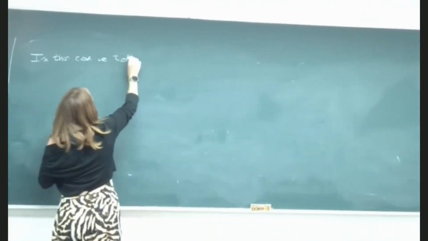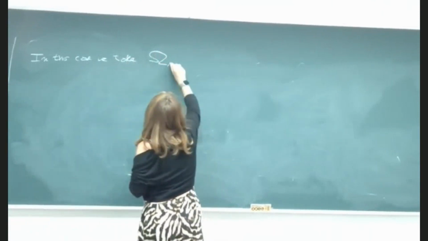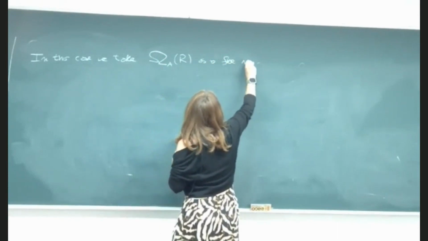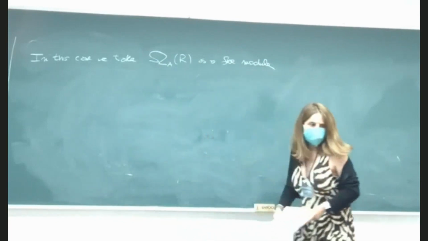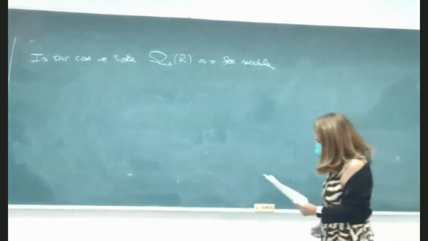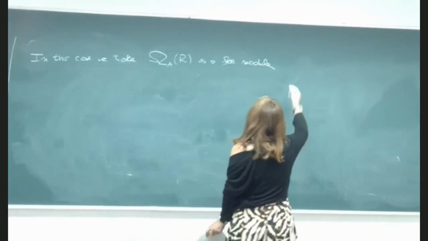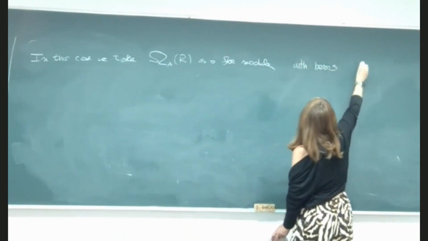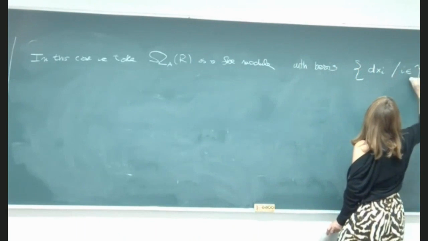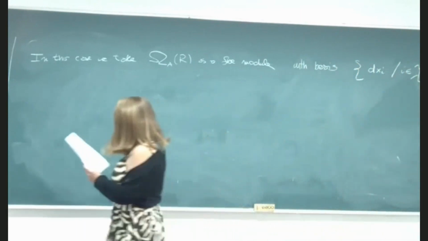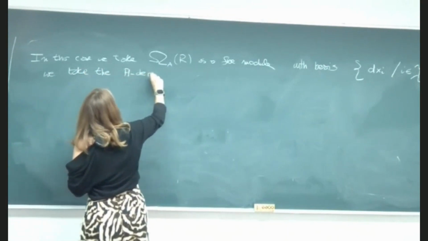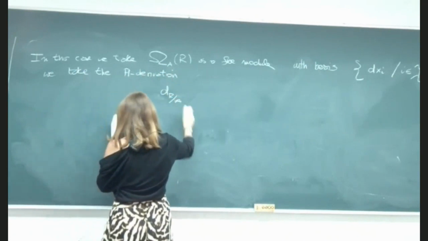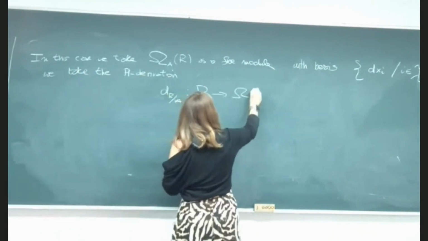So in this case, we take omega as a free module. Omega is going to be free, and we want to give a basis. The basis of this free module, we call it dx_i with i in I. And then we take the derivation d_{R/A}, defined from R to omega, to this free module.